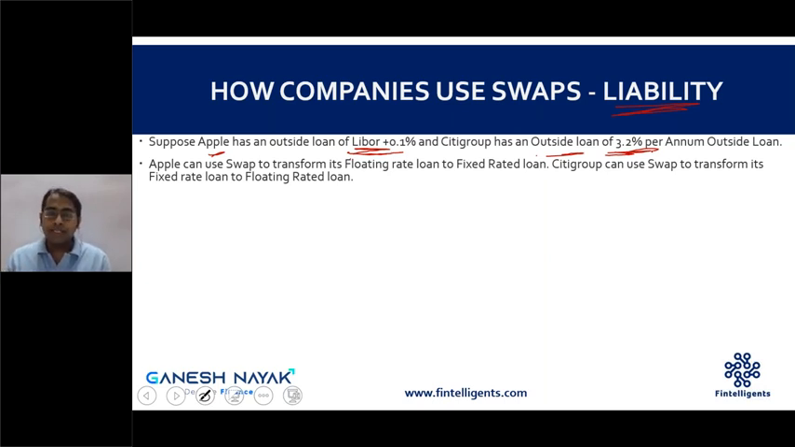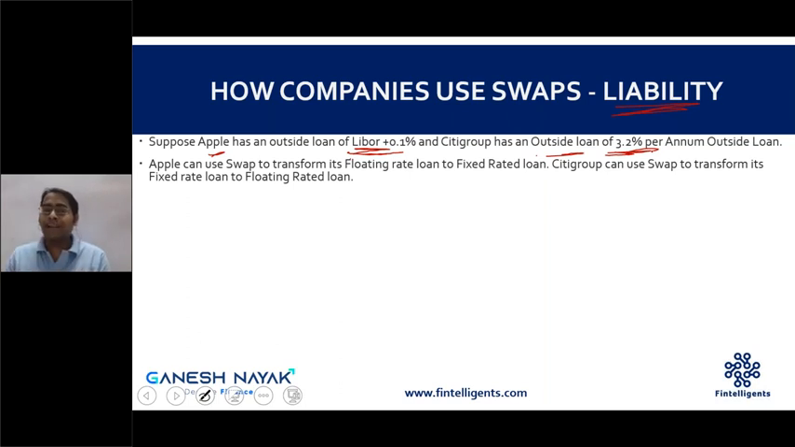is that Apple feels that the interest rate is going to increase, and Citigroup feels that the interest rate is going to go down. So they will not change their outside loan agreement, and they will enter into an interest rate swap to convert that loan into a different loan. That means Apple will convert the LIBOR rated floating rate loan into a fixed rate loan using a swap. Similarly, Citigroup is going to convert a fixed rated loan into a floating rated loan using a swap.